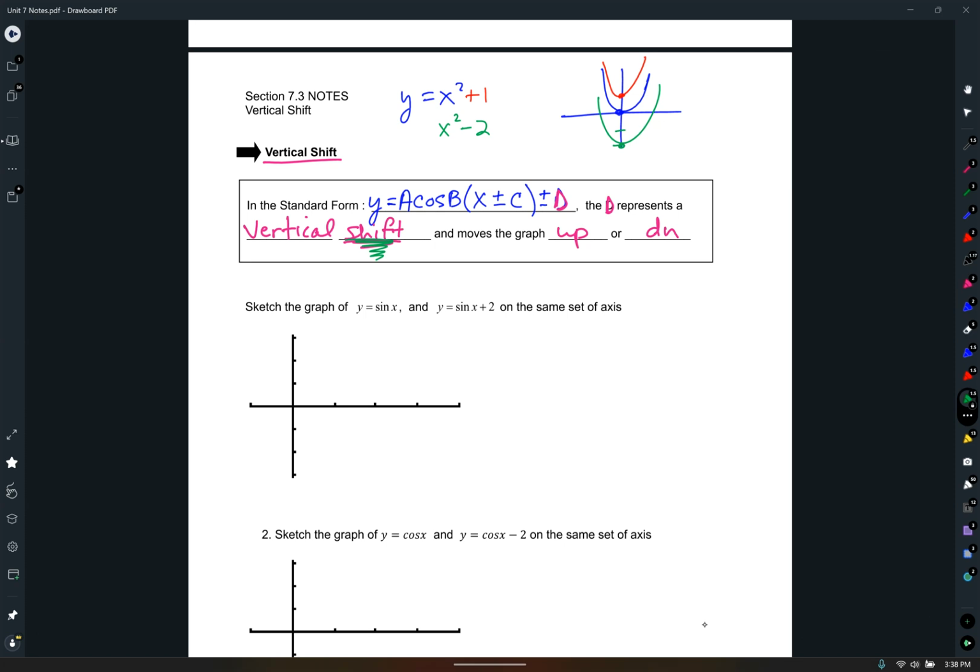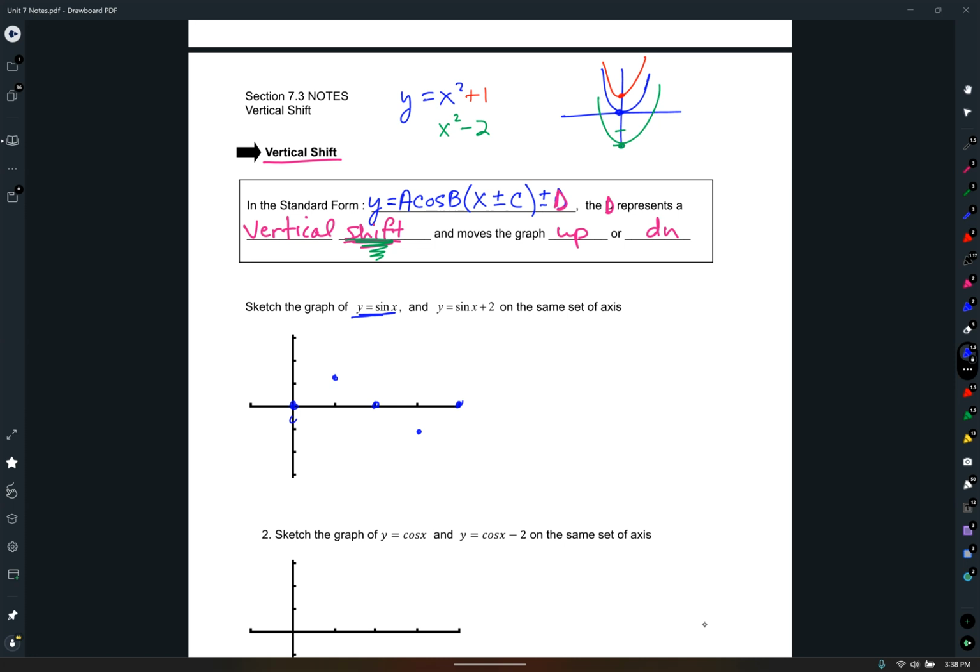A shift moves the entire graph up or down. Notice when we did amplitude, when we did a stretch, it didn't change the zeros. All it changed was the max and min numbers. Okay, so this says, sketch the graph of y equals sine x and then y equals sine of x plus 2. So let's start with y equals sine x. So remember the sine graph. It starts, ends, and halfway at 0, it goes up to 1, and it goes down to -1.